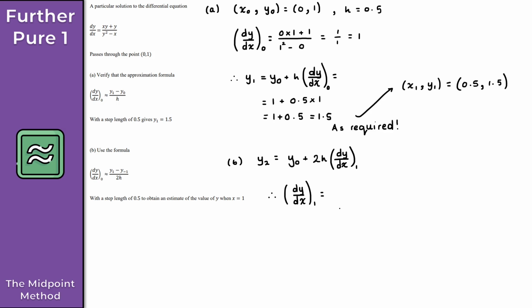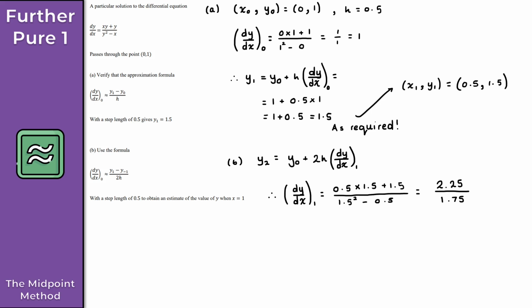So dy by dx at x equals x1 would simply be xy, so 0.5 times 1.5, plus y, so plus 1.5, all over 1.5 squared minus 0.5. Just use your calculator to evaluate this. So 0.5 times 1.5 plus 1.5 gives me 2.25 for the numerator. For my denominator, 1.5 squared minus 0.5 gives me 1.75. So 2.25 all over 1.75.